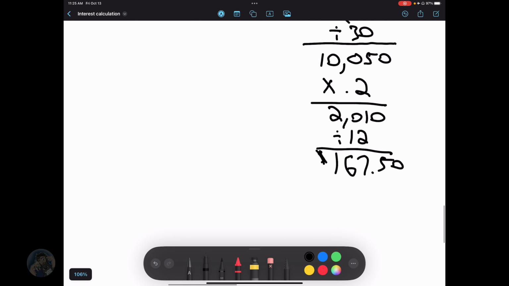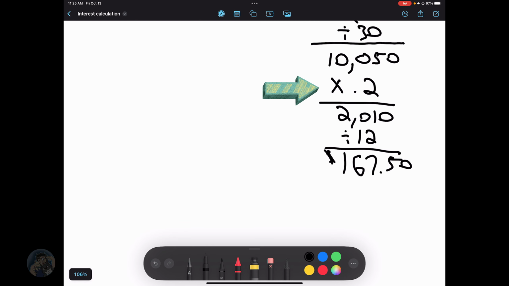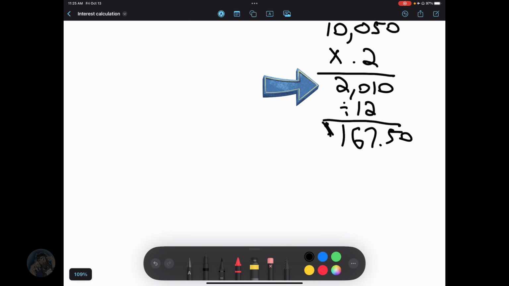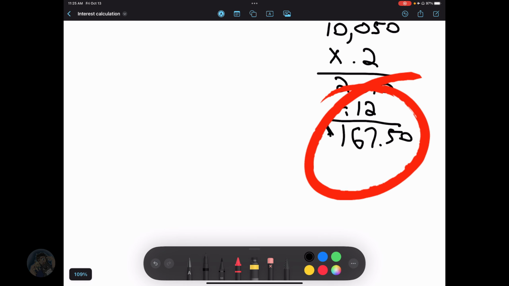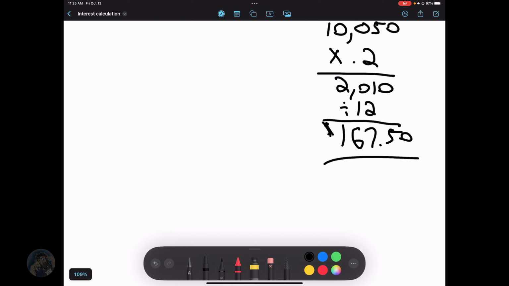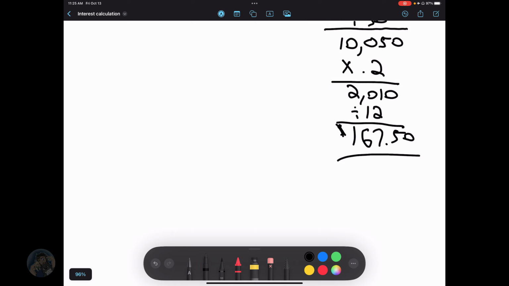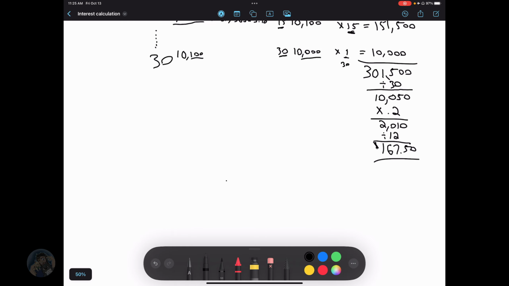So your daily average will be $10,050. Now we're going to add in our interest. We're going to figure out what our interest is. So multiply it by the 20%, which is 0.2. You come up with $2,010 for the entire year. Divide by 12, and now you have your interest total, which is $167.50. That is your interest based on the daily average.